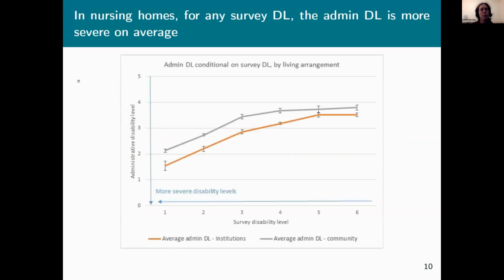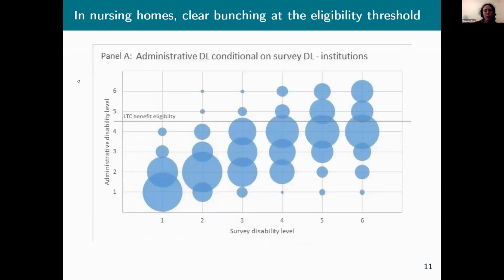It shows, first, the main result descriptively, but that will stay true with econometric analysis, that in nursing homes, for any survey DL, so even conditional on the survey disability level, the administrative disability level is more severe on average in nursing homes. As you can see on this graph, the orange line corresponding to institutions is always below the gray line. Okay. And also we can see a big bunching at the eligibility level.